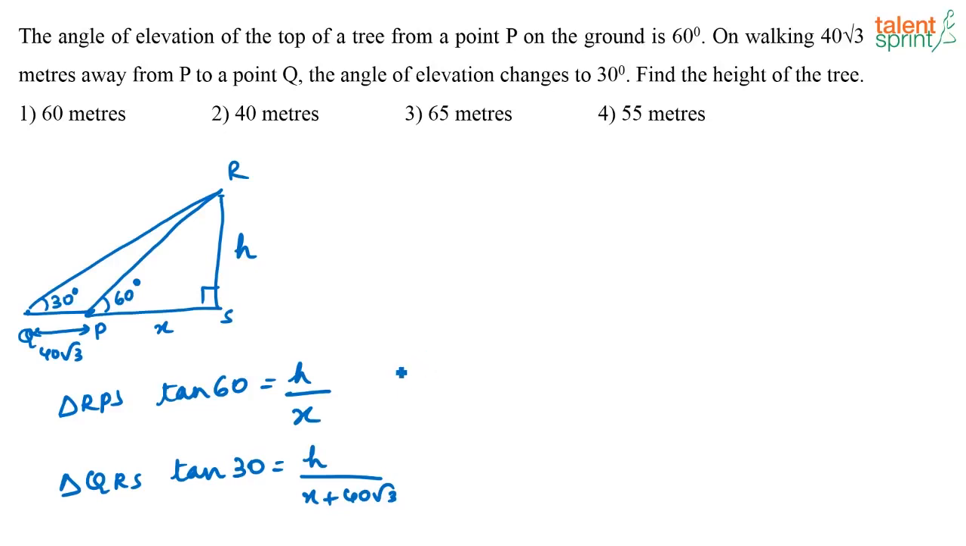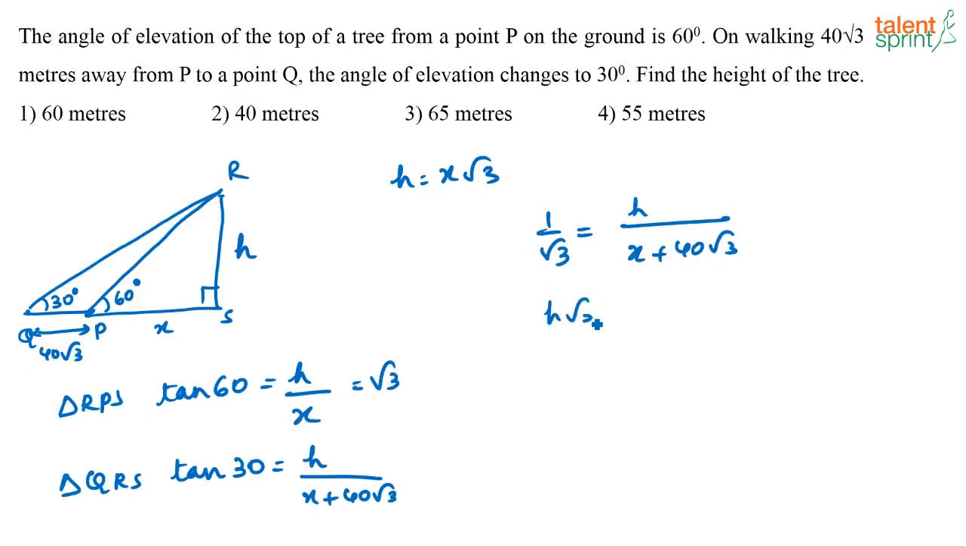See, tan 60 is nothing but root 3, so h is equal to x root 3 from this equation. Now if I look at the other equation, what is tan 30? Tan 30 is 1 by root 3. So 1 by root 3 is equal to h by x plus 40 root 3, or I can say h root 3 is equal to x plus 40 root 3. Just put in this value here.